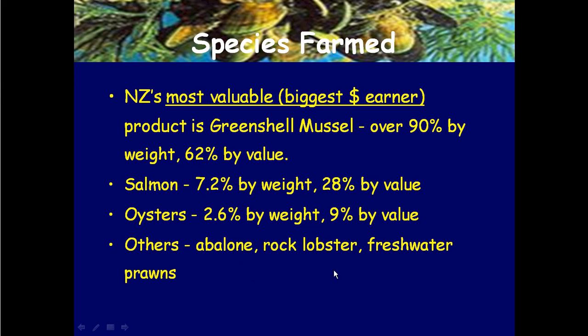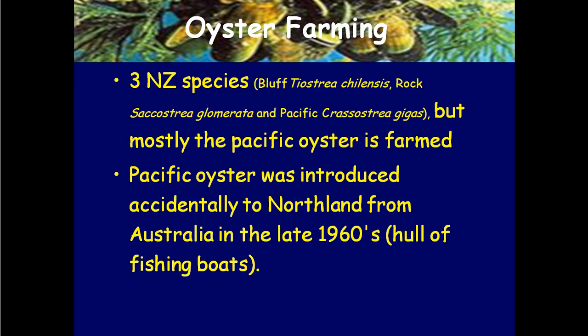Okay, and then a little bit of paua, rock lobster, freshwater prawns. Okay, so those are just minor players. The rock lobster isn't really grown intensively so much as held in tanks. From the commercial guys will bring it in, hold it in tanks, and then be able to ship it out when the price is the best. Okay.